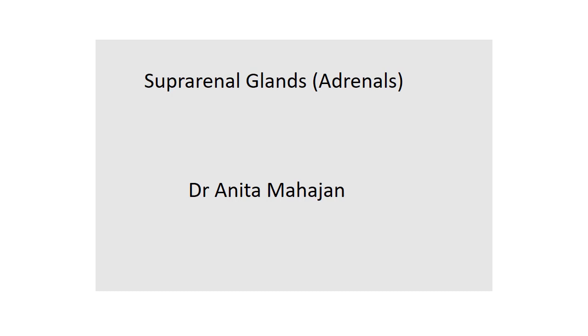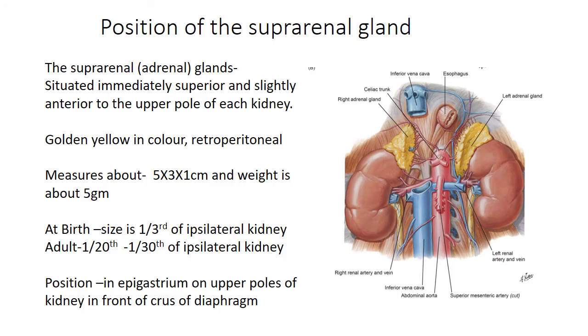After finishing kidney and ureter, in this section we are going to talk about suprarenal glands, also called adrenals. As the name says, suprarenal glands are situated on the upper poles of each kidney, and this gives the impression that they have very close relation with the kidney. But actually the fact is that they are more intimately related with the diaphragm.